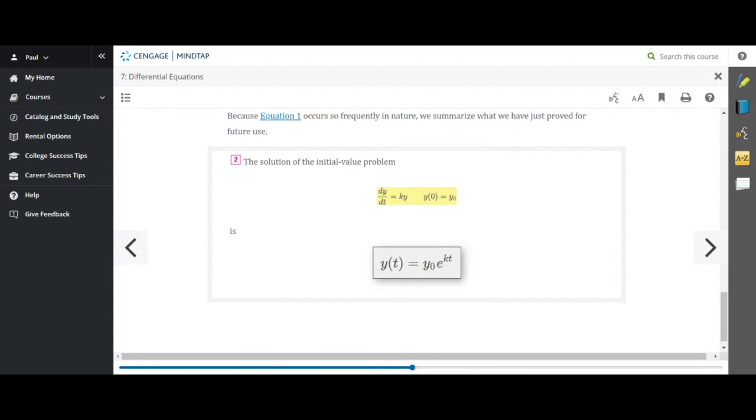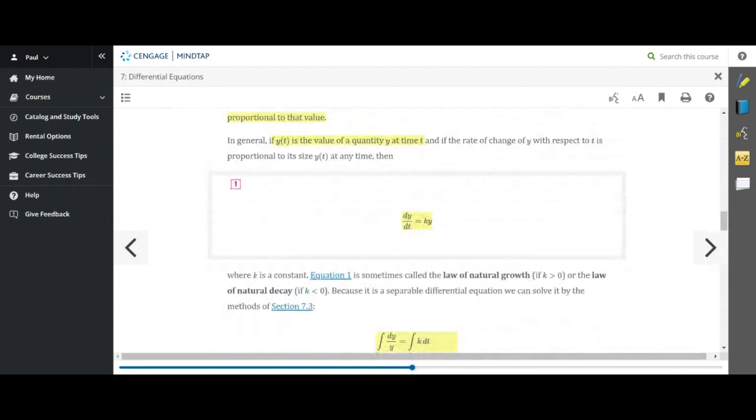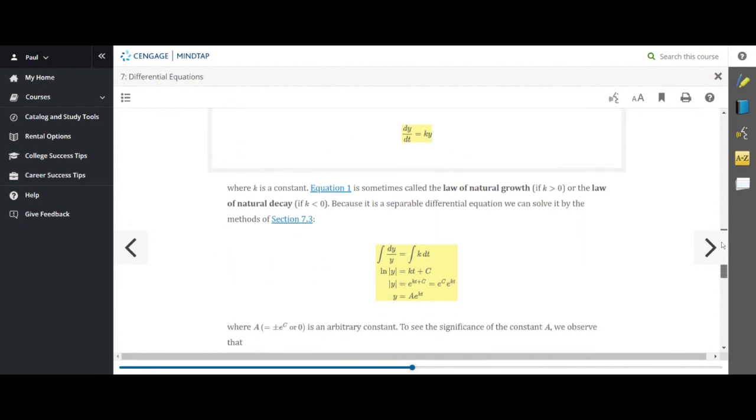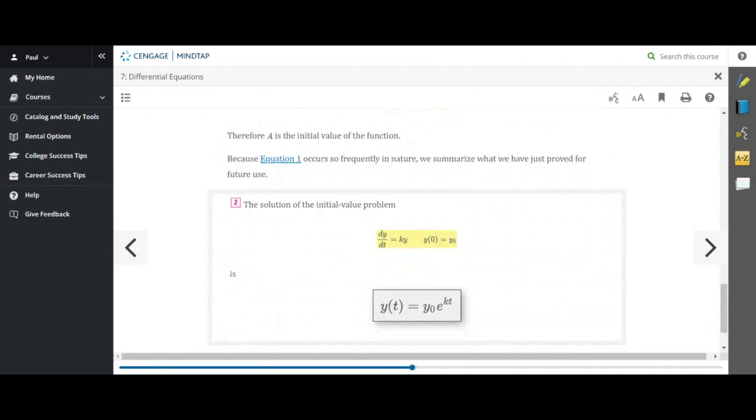Now we derived that. In the book, they derive that. They start with the general differential equation, go through the steps of separation of variables, and derive the general formula. We derived the formula for our particular example. Now that you see why the formula is true, you certainly can utilize it in section 7.4 to help you.